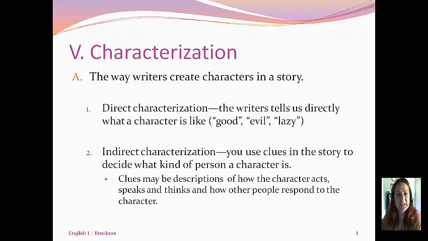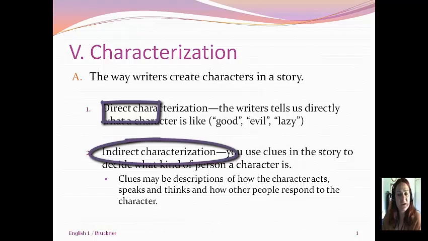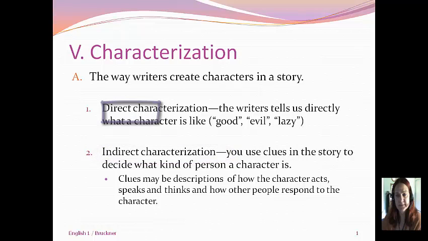Then we have indirect characterization, which uses clues in the story to decide what kind of person the character is. The clues may be descriptions of how the character acts, speaks, or thinks, or how other people respond to the character. So our 2 types of characterization, or the way that the writer creates the character within the story, are direct characterization and indirect characterization.